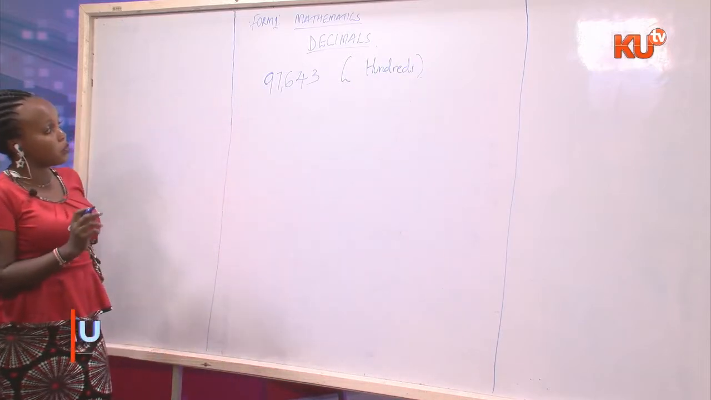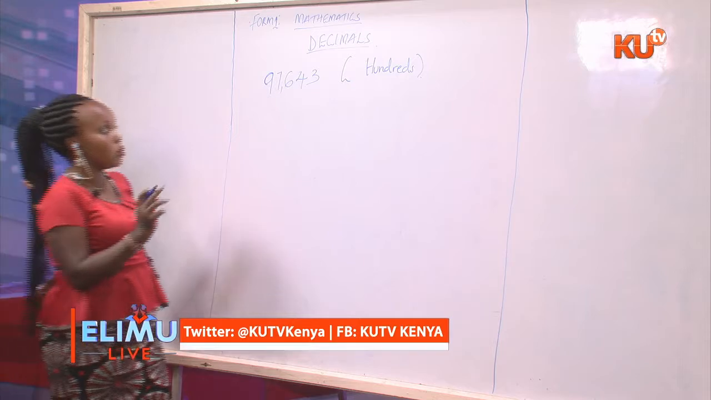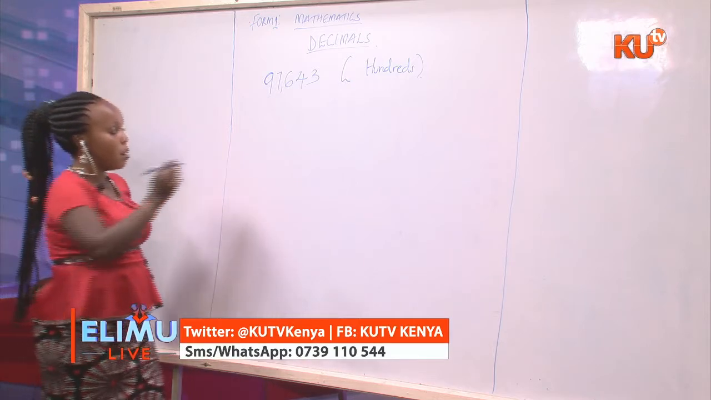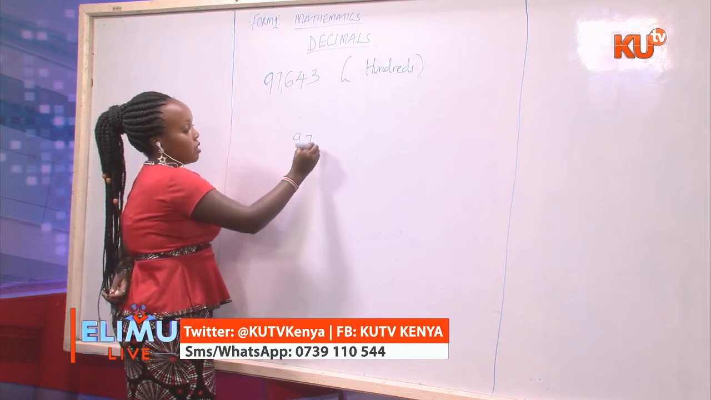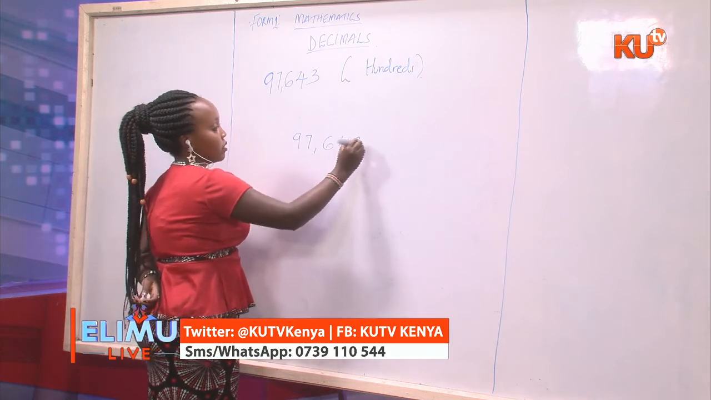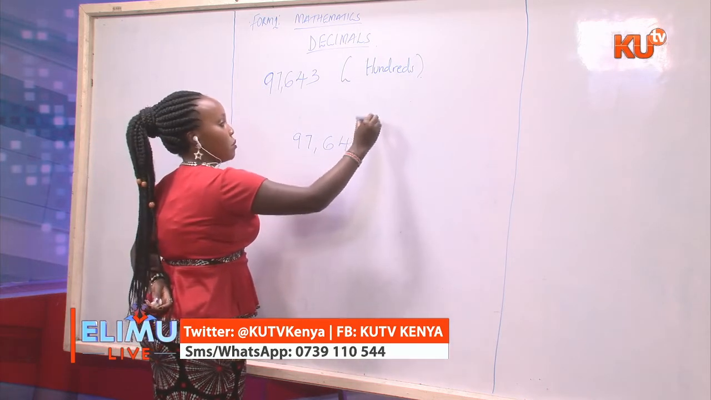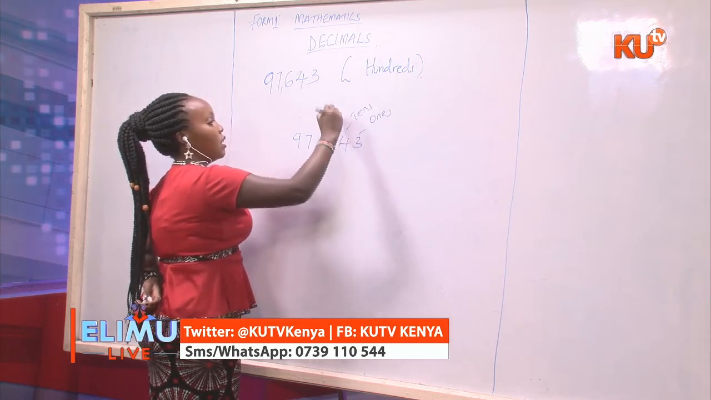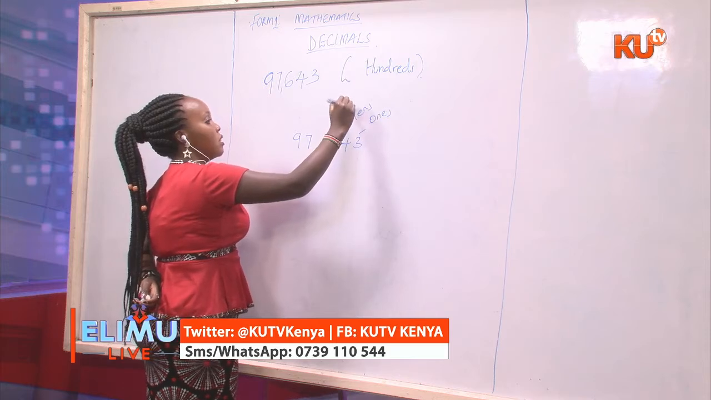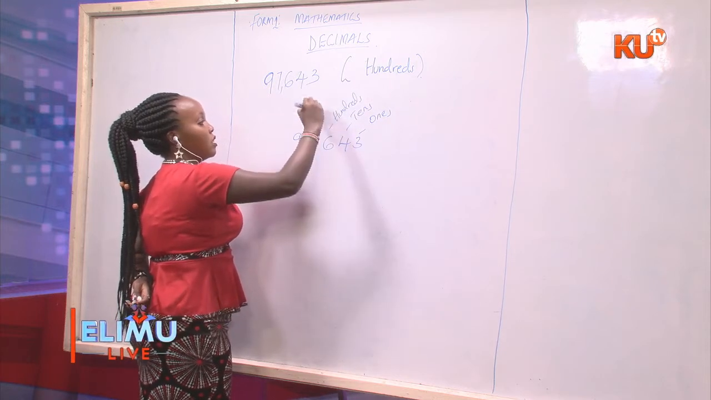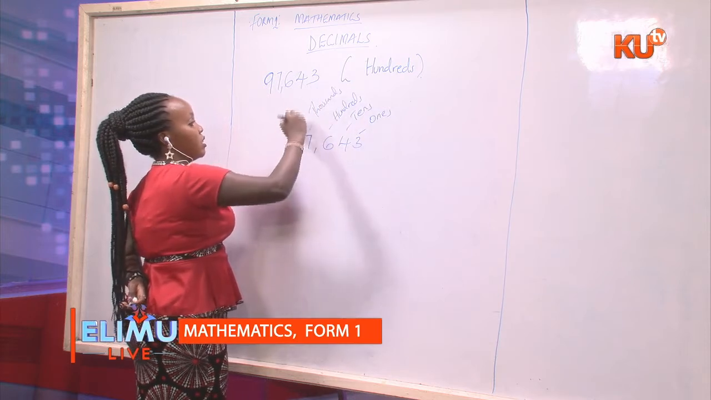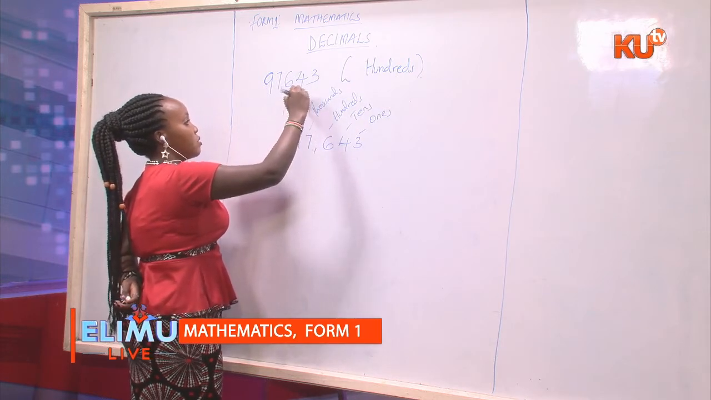If you've been told to round off that number to the nearest hundreds, first of all, you have to identify the place value of each digit in this number. So if we have 97643, this will be ones, tens, hundreds, thousands, then 10,000s.